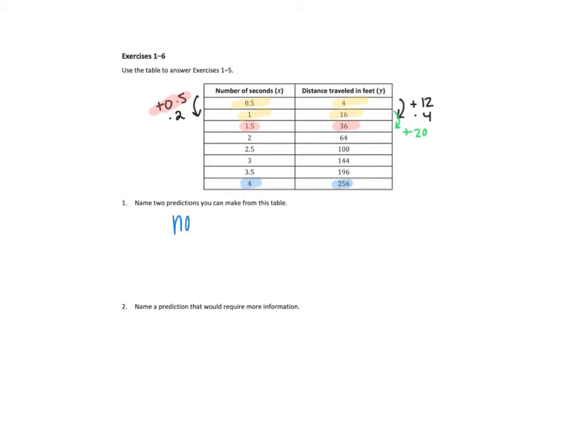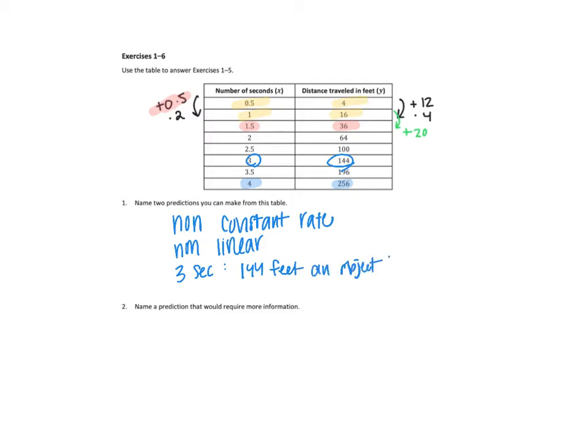So 2 predictions I can make from this table right here. This is a non-constant rate. And this is non-linear. It's a non-linear representation because of that. And because those 2 things kind of mean the same thing, another prediction I could make is really just using the numbers in the table: at 3 seconds, the object travels 144 feet. So I've made some predictions based on that table.